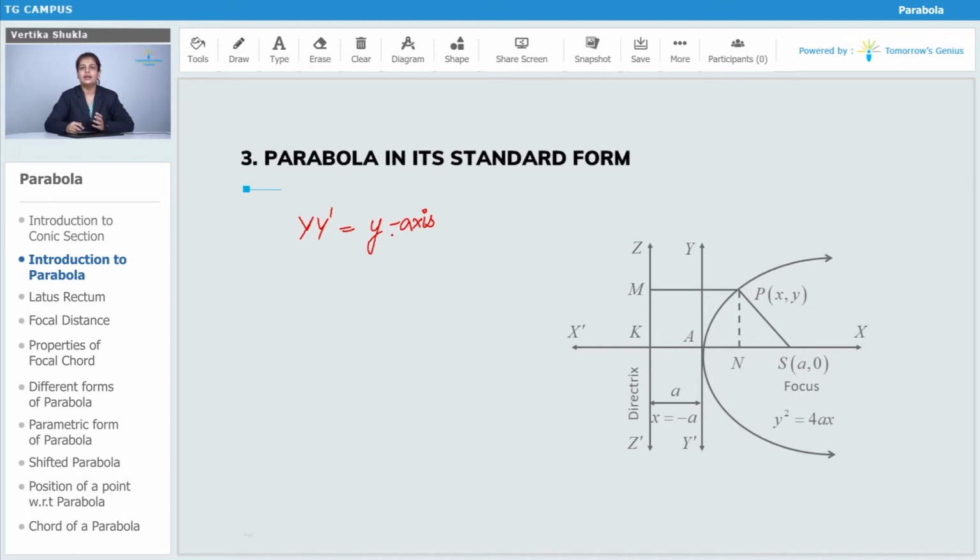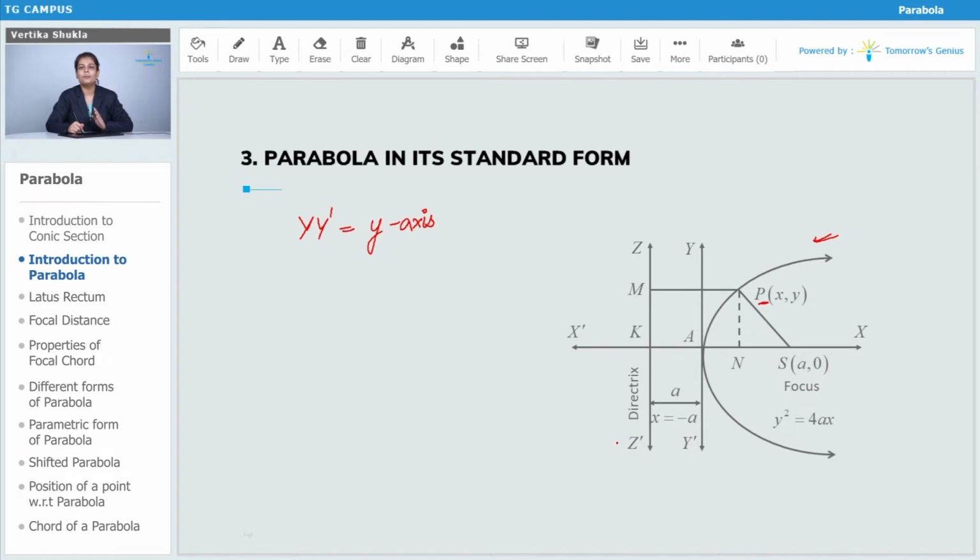Now see, I have already shown you that the parabola will have this shape, as shown in this figure. This point P is the variable point that we were talking about. S is the focus whose coordinates are (a, 0) because it is lying on the x-axis, so the y coordinate will be 0. The line ZZ' is the directrix.